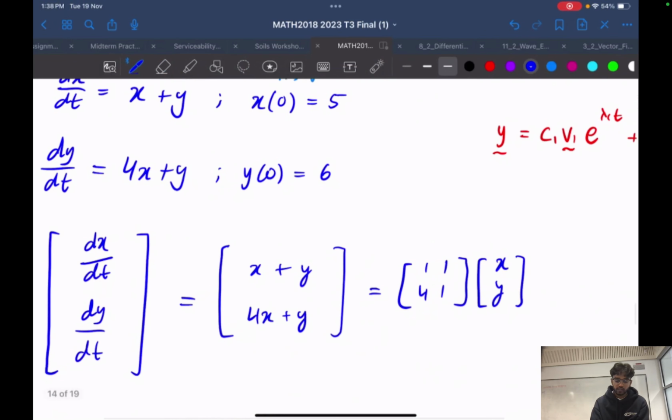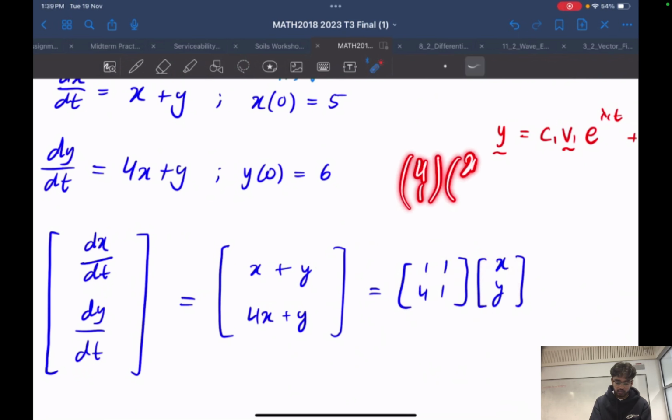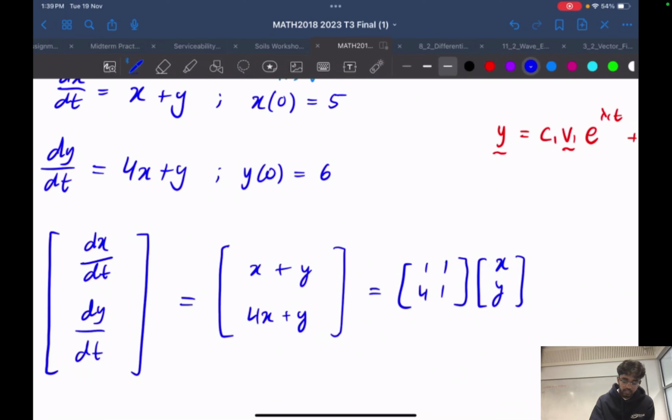The reason for that is we're going to take the dot product of this and this. So this is a vector, this is a vector, and you end up getting x plus y. If you take the dot product of this and this, so 4, 1, and x, y, you get 4x plus y. Okay. So you can pretty much just take a look at the coefficients, 1, 1, 1, and 4, and you can just form a matrix like that as well.